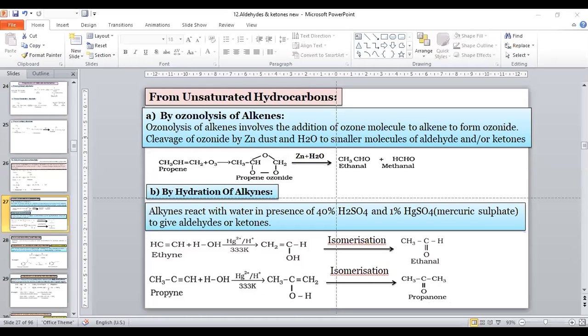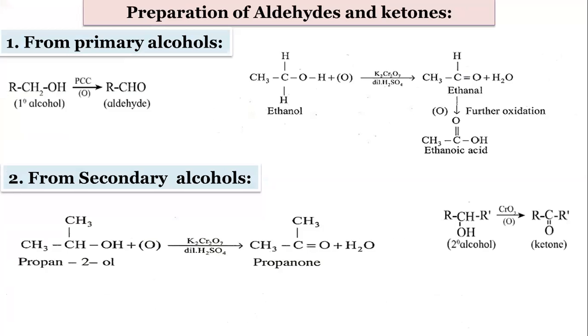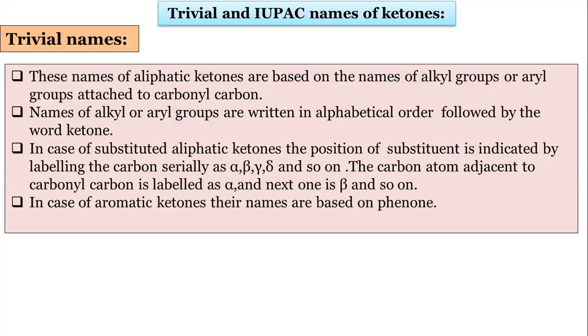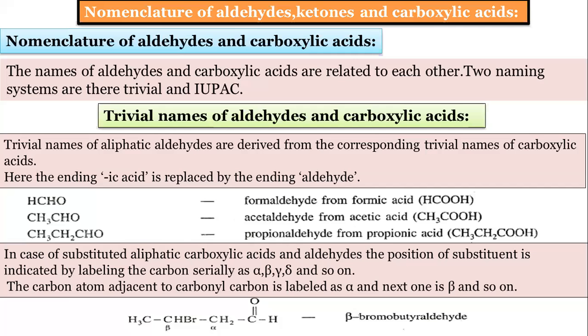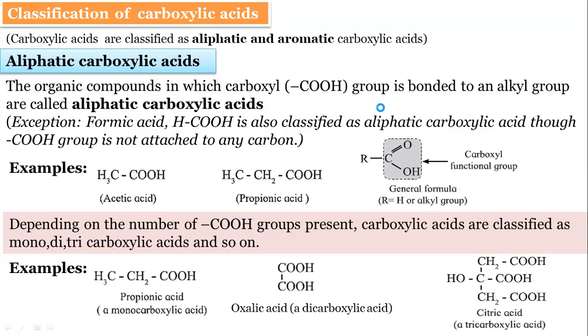So yesterday we completed what is meant by aldehydes, what is meant by ketones, the definitions of aldehydes and ketones. Then the IUPAC nomenclature system of aldehydes and ketones. All this part is completed. We will take a quick review of yesterday's part: what is meant by aldehydes, what is meant by ketones, what is the functional group, what is the difference between aldehydes and ketones. Then we will start the next part.